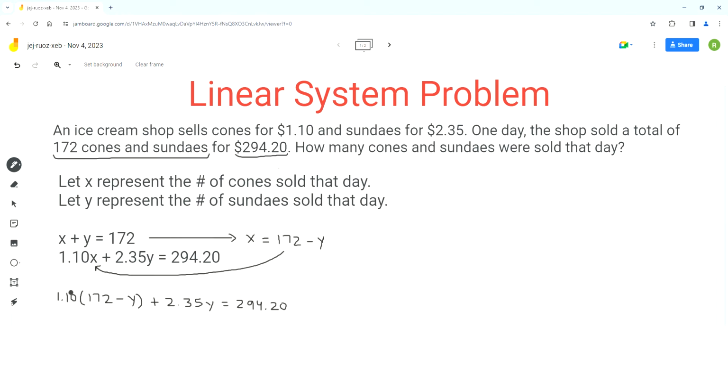Now the next step is to distribute 1.10 into the parentheses. So we'll multiply each term in the parentheses by 1.10. So we do 1.10 times 172, which is equal to 189.2. Then we get minus 1.10y. And then the other terms stay the same. So 2.35y equals 294.20.